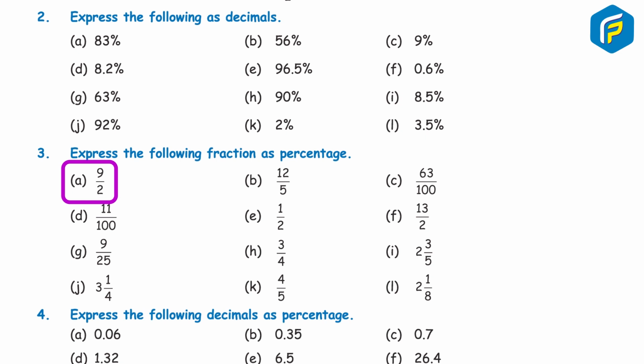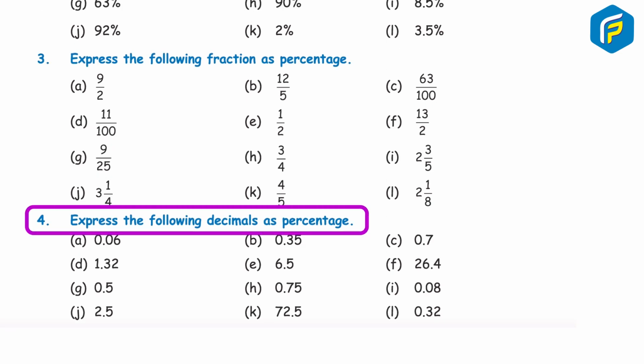A 9 upon 50, 18%, B 12 upon 5, 240%, C 63 upon 100, 63%, D 11 upon 100, 11%, E 1 upon 2, 50%, F 13 upon 2, 650%, G 9 upon 25, 36%, H 3 upon 4, 75%, I 2 3 upon 5, 260%, J 3 1 upon 4, 325%, K 4 upon 5, 80%, L 2 1 upon 8, 212.5%.